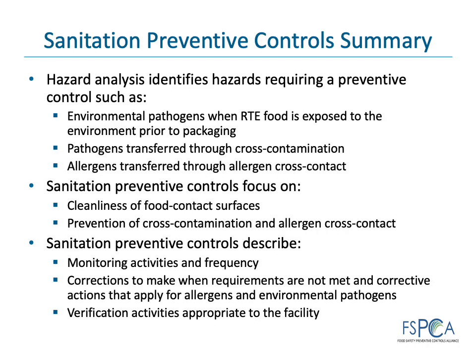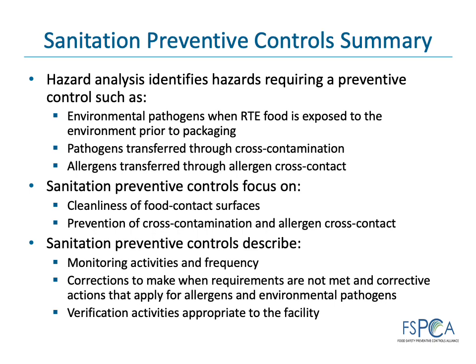Sanitation is an element of GMPs that is required in all facilities. For some products and processes, the hazard analysis will identify specific instances where sanitation preventive controls are essential to protect consumers from contaminated product. Hazards requiring sanitation preventive controls depend on the facility and may include environmental pathogens when RTE food is exposed to the environment, pathogens transferred through cross-contamination, and allergens transferred through allergen cross-contact.